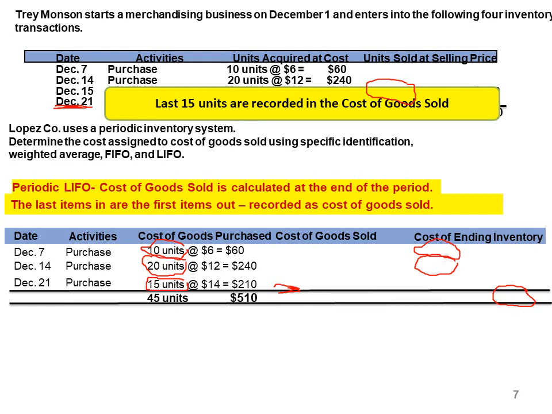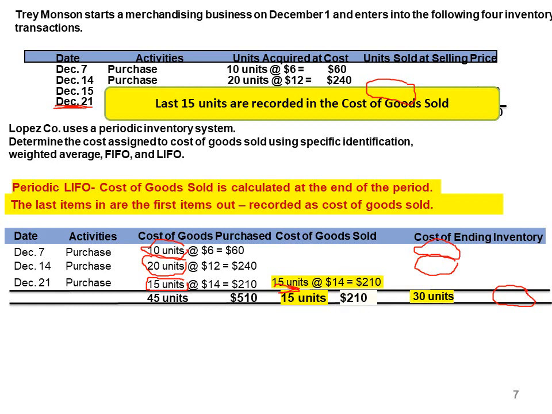So we need to ask ourselves, those 15 units are coming from which date? From the most recent date, because we are talking about LIFO. So the most recent date here is December 21st. This is the most recent date. So this means that the last 15 units that will be sold will be recorded in the cost of goods sold column. And the remaining units will be in the ending inventory.